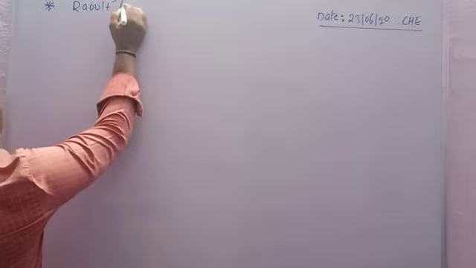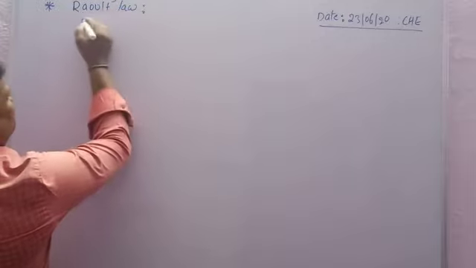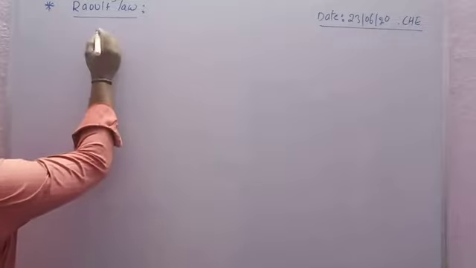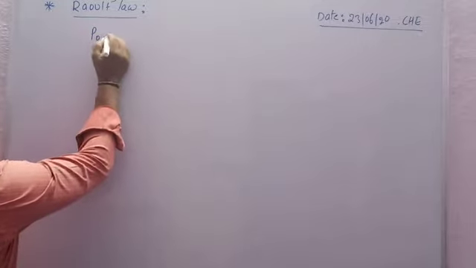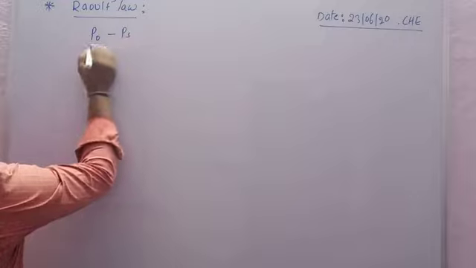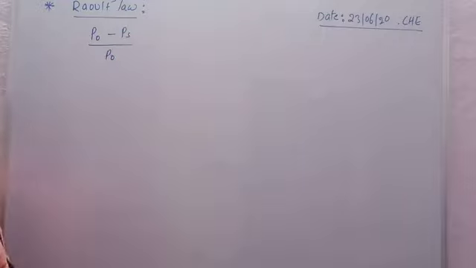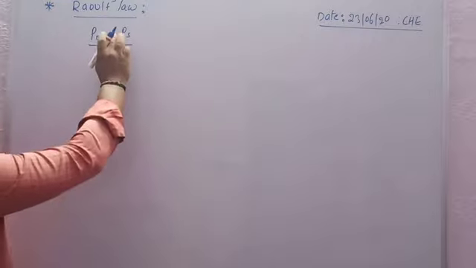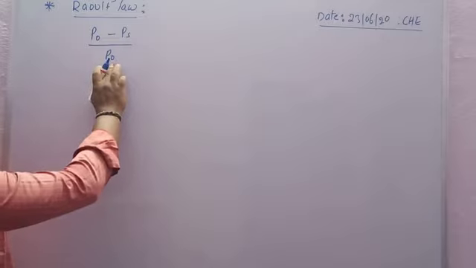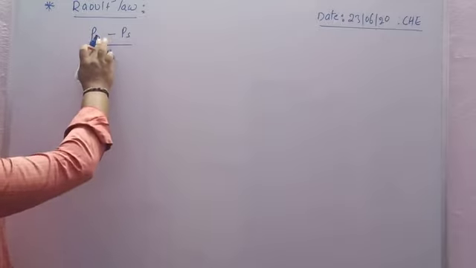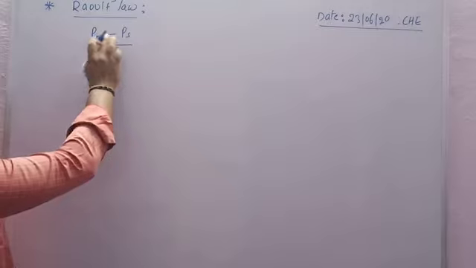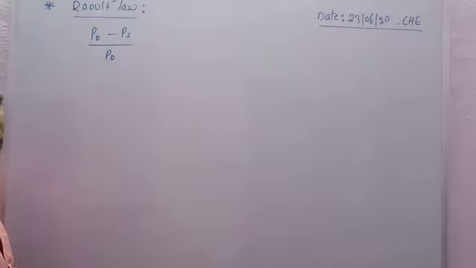Raoult's law states that the relative lowering of vapor pressure, that is RLVP. What is RLVP? It is P naught minus Ps by P naught. P naught minus Ps is the lowering of vapor pressure. It is the ratio of the lowering of vapor pressure to the vapor pressure of the pure solvent. P naught is the vapor pressure of pure solvent, Ps is the vapor pressure of solution.